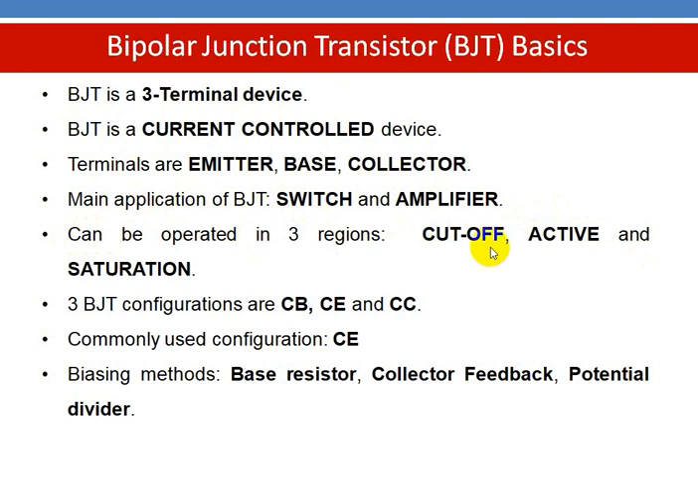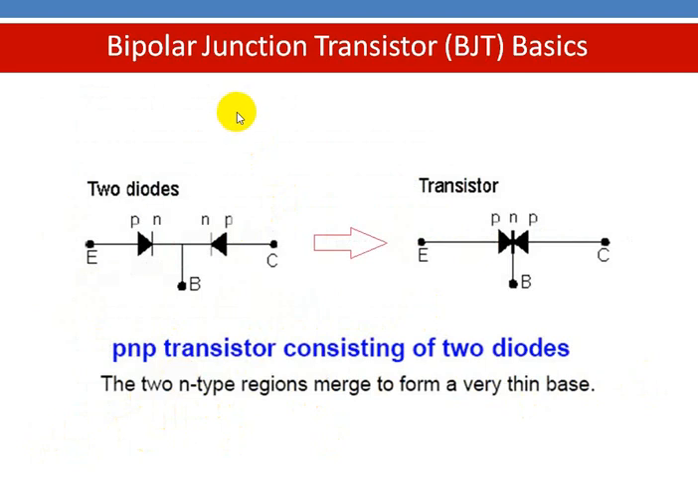It can be operated in three regions: cutoff, active, and saturation region. The three BJT configurations are common base, common emitter, and common collector. The commonly used configuration is common emitter. Biasing methods are base resistor, collector feedback, and potential divider. This potential divider method is a common method.